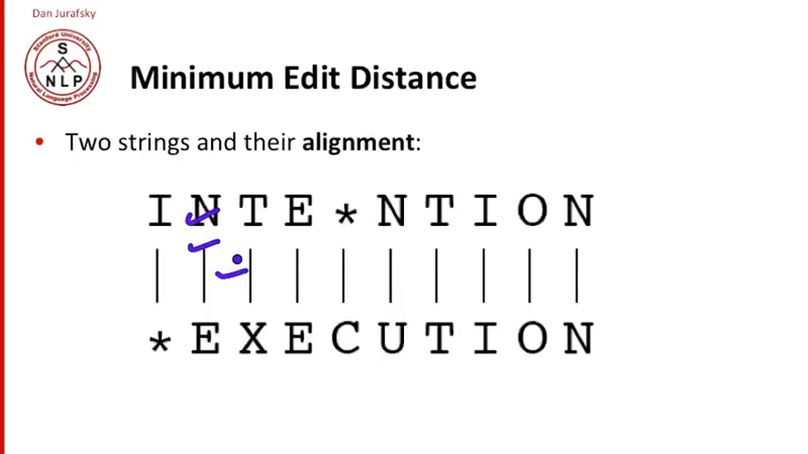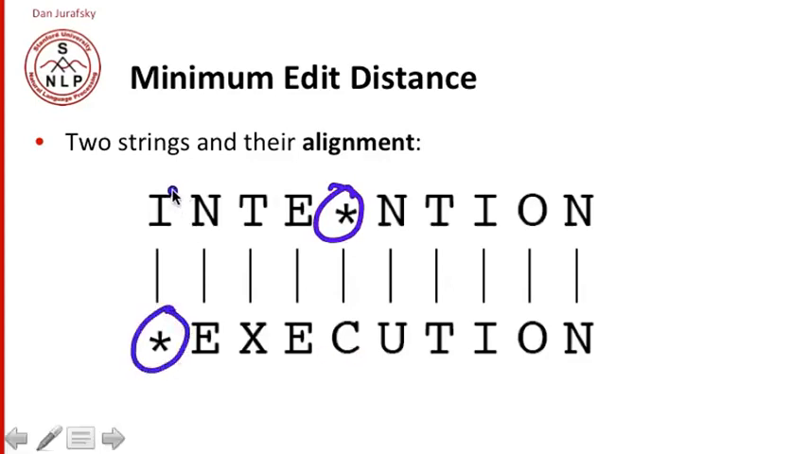So for example, we have the string "intention" and the string "execution." Here's an alignment showing that many of the letters line up with some substitutions, and then there are some gaps, where a gap here lines up with a letter C in "execution," and a gap in "execution" lines up with the letter I in "intention," and so on.